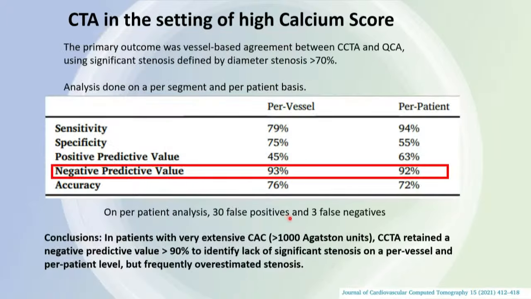Their primary outcome was a vessel-based agreement between coronary CT and invasive cath, using a stenosis of greater than 70% as significant stenosis. So the negative predictive value remains excellent, both on a per vessel or a per patient basis, even in patients with high calcium score. But what suffers is your accuracy and the positive predictive value. Look at the positive predictive value, 45% and 63%. On a per patient analysis, there were 30 patients that were false positives, so they were called as significant on CT, and cath did not show that, but there were also 3 examples of false negatives.